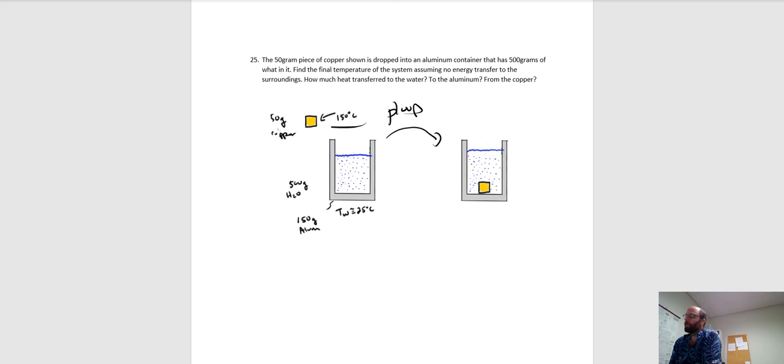Now the water is in an aluminum container, which again is a good conductor of heat. So as the water's temperature goes up, so shall the aluminum. So there's really three relevant things going on here. We have water, aluminum, and copper.